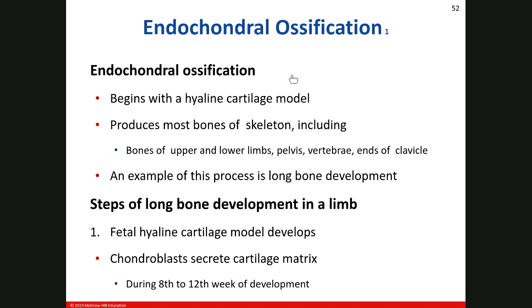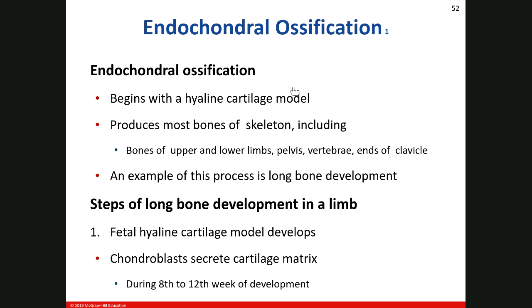All right, so when we're talking about endochondral ossification, I think there's seven or eight steps. Six. Oh, okay, there's only six steps. All right, so same type of thing. We're going to go step by step, and I'll take you picture by picture.